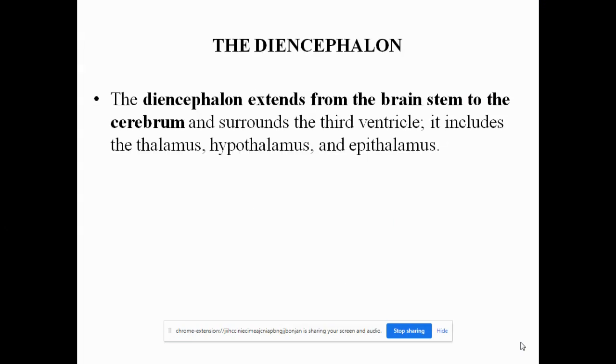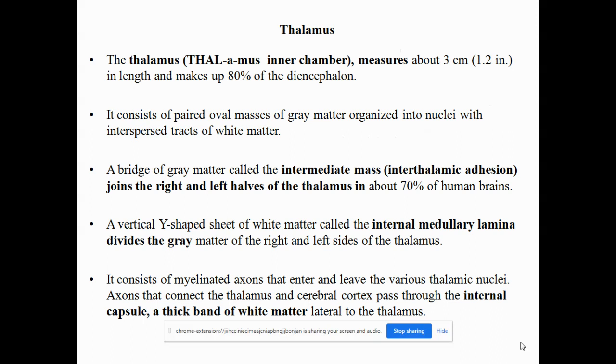So, what is the diencephalon? The diencephalon lies between the cerebrum and the brainstem. It is a relay or central part which lies in between the cerebrum and the brainstem. It extends from the lower part of the cerebrum into the brainstem. It also surrounds the third ventricle and includes various regions like the thalamus, hypothalamus, and the epithalamus. We are going to study each and every one in detail.